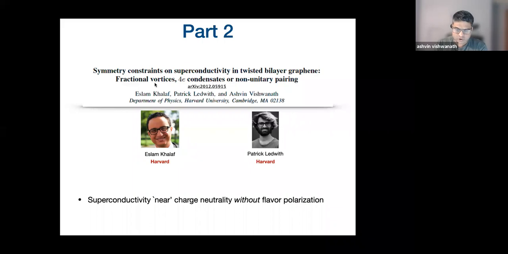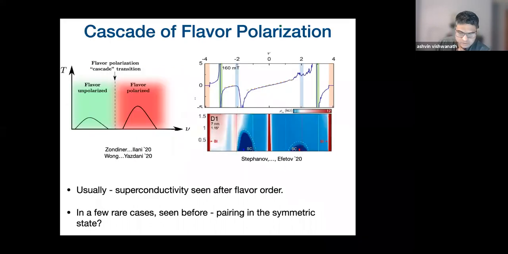We talked about three different outcomes that can occur when you have superconductivity when you have these larger degrees of freedom. It's most relevant for TBG if you're near charge neutrality, before the flavor polarizations set in. Just to remind you, I think Pablo mentioned this in his talk.